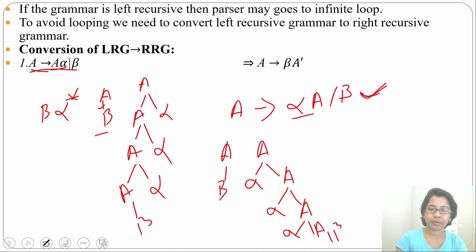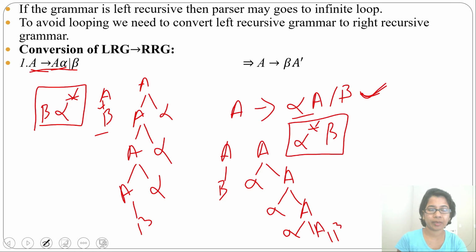So what will be the language? The language will be alpha Kleene closure beta. Here the language was beta alpha Kleene closure. If you are just reversing the right side, we are getting alpha Kleene closure beta. So this right recursive grammar is not the same as this left recursive grammar, as here the language is beta alpha Kleene closure, here the language is alpha Kleene closure beta.